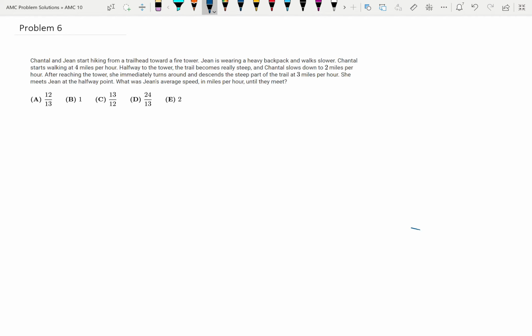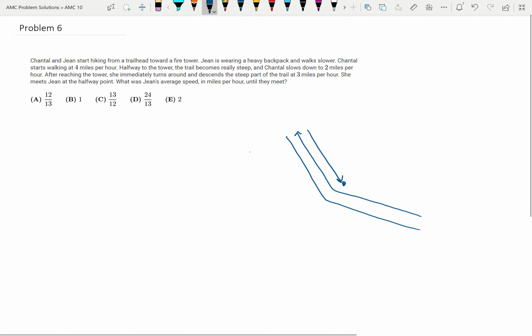So we can think of the trail like this, and then at halfway it gets steeper. So Chantal goes up and then back down to this halfway point. And so Jean is only going to that halfway point. So that's Jean.